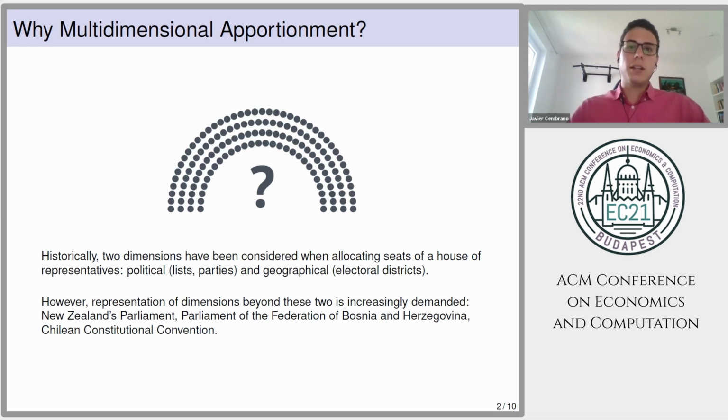Some examples of this are New Zealand's parliament, which has included ethnic representation for more than 50 years, as well as the parliament of the Federation of Bosnia and Herzegovina, which was proposed to include a division between three types of constituent people, the Bosniaks, the Croats, and others, and which led Balinski to coin the multidimensional apportionment problem as a relevant open question 8 years ago. A especially close example for us is the case of the recently elected Chilean Constitutional Convention, which included gender balance as an additional constraint. And I will use this example during the presentation in order to introduce the setting and the results of our work.